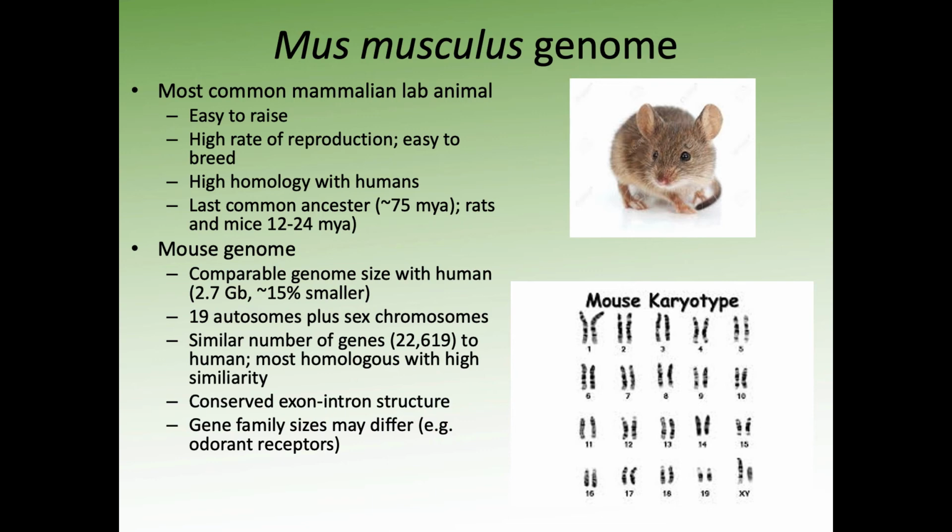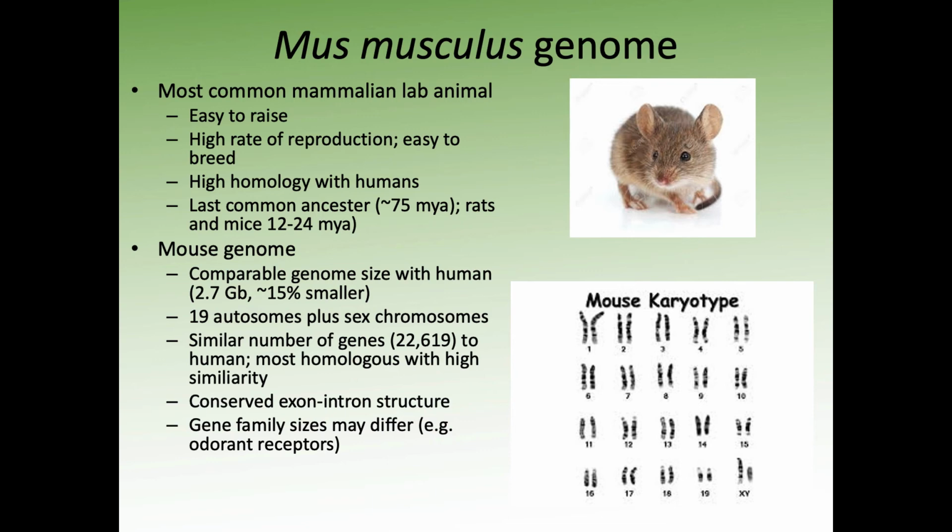And why mice? Well, they're easy to raise. They were everywhere. They have a high rate of reproduction. They breed in captivity. There's a lot of things that mice have that are very similar to humans. Not everything, but a lot of things. Last common ancestors thought to be around 75 million years ago or so, whereas mice and rats have diverged from each other probably around 12 to 24 million years ago.